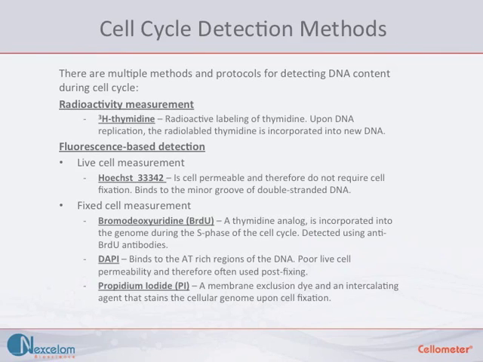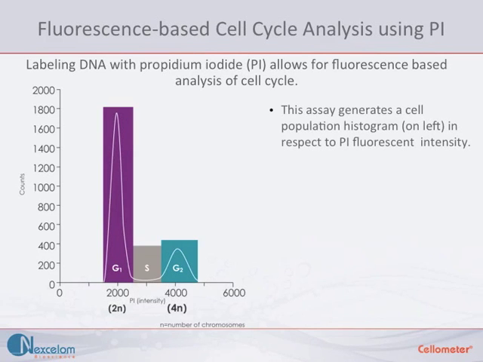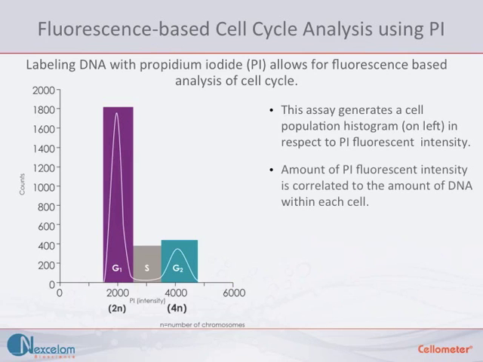Today, I will focus on using propidium iodide for cell cycle analysis. PI is a membrane exclusion dye and an intercalating agent that stains the cellular genome upon cell fixation. Labeling DNA with propidium iodide allows for fluorescence-based cell cycle analysis. The data generated in this assay is represented as a histogram. The y-axis represents the cell number, and the x-axis is the PI fluorescent intensity. The amount of PI fluorescent intensity is correlated to the amount of DNA within each cell.